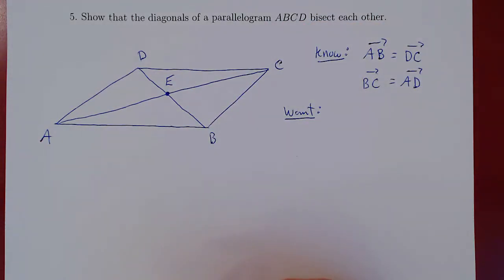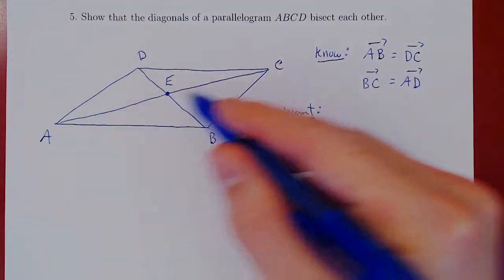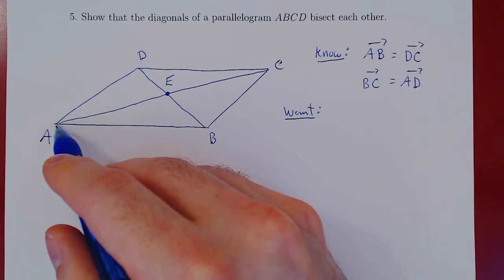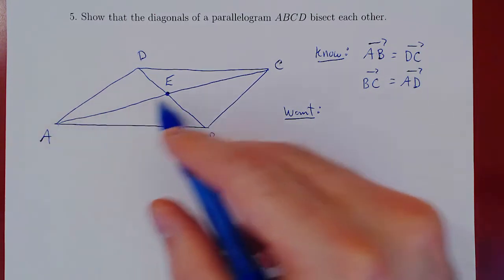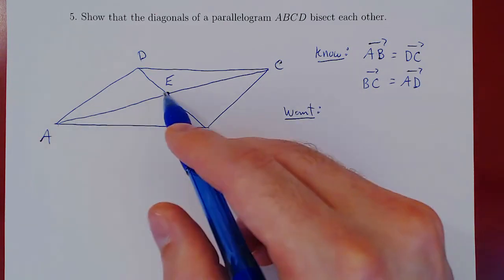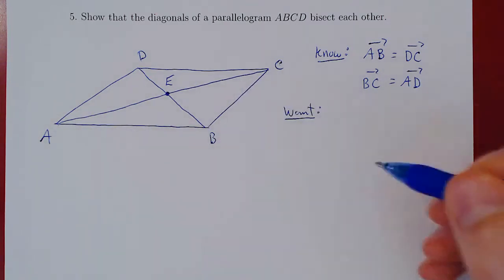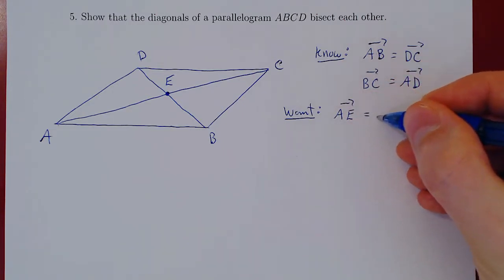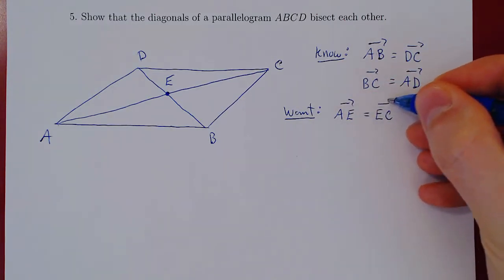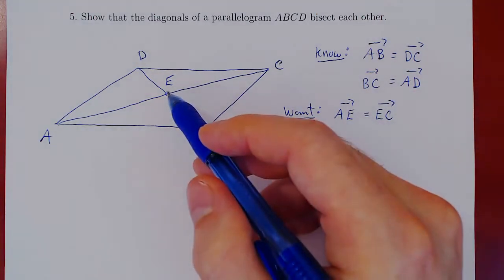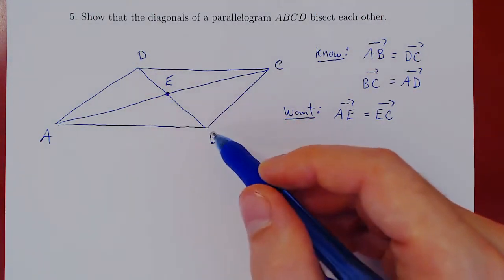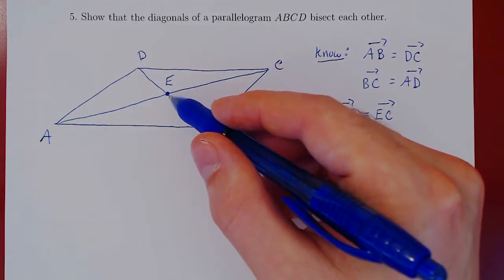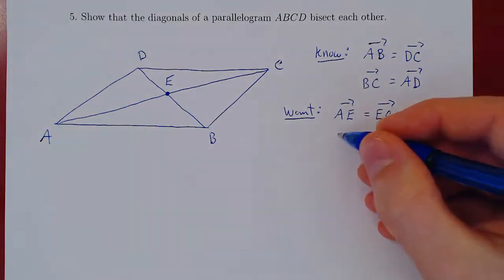Well, they will bisect each other if they cut each other in half. So, in terms of vector equalities, that would mean that E is the midpoint of AC. Therefore, the vector AE equals vector EC. And E is also the midpoint, and that's what we want to show, of segment BD. Therefore, vector BE would have to equal vector ED.